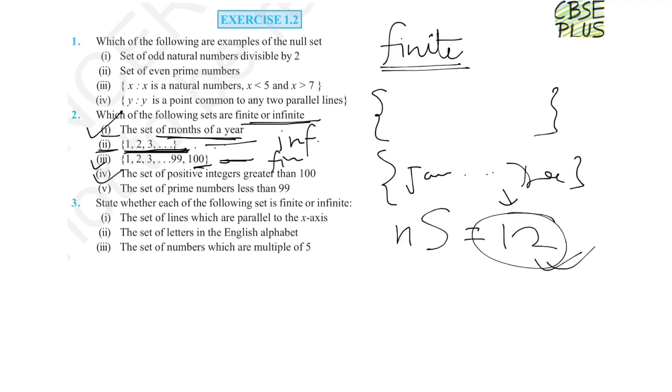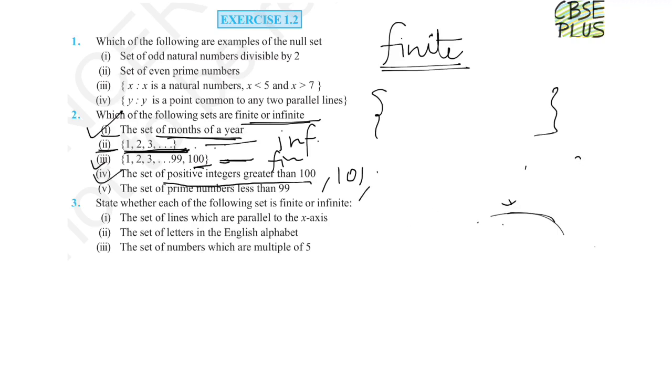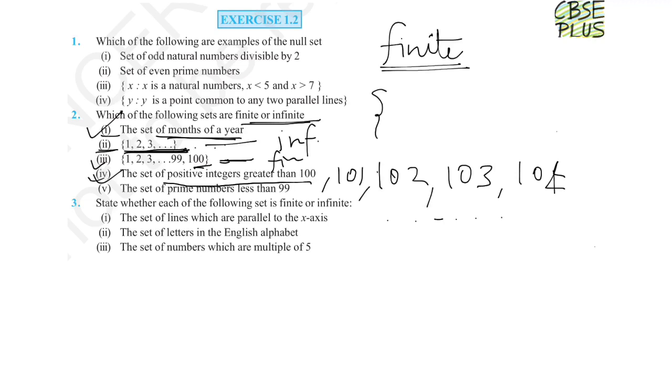Fourth option, the set of positive integers greater than 100. If we keep on going, 101, these are positive integers greater than 100. So there is no end to this. Again, we are going to form natural numbers which have no end. It is uncountable in number, it cannot be counted. So this is again an infinite set. So the fourth option is infinite.